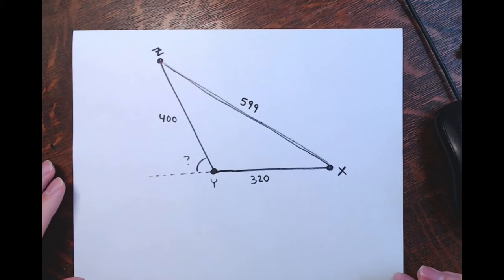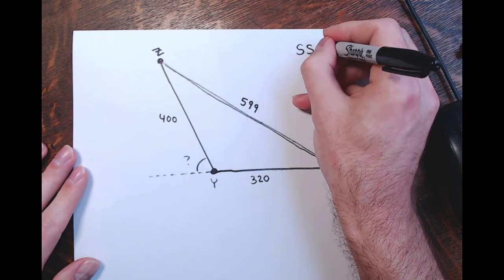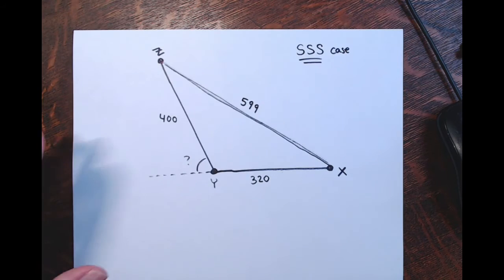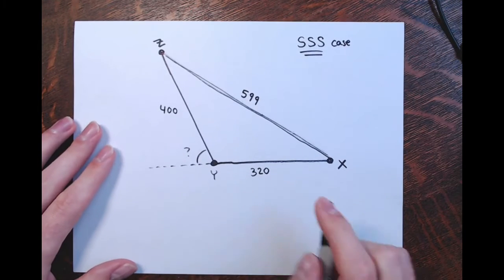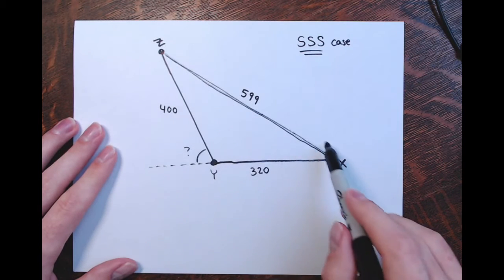Okay, so I have a case here where we have a side, side, side case, right? A side, side, side triangle, SSS. Because I know all three side lengths here. The distances are 320 miles, 400 miles, and 599 miles.